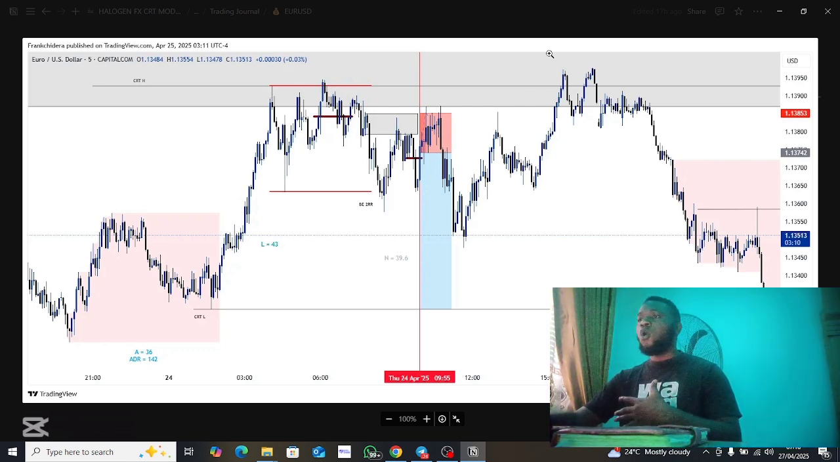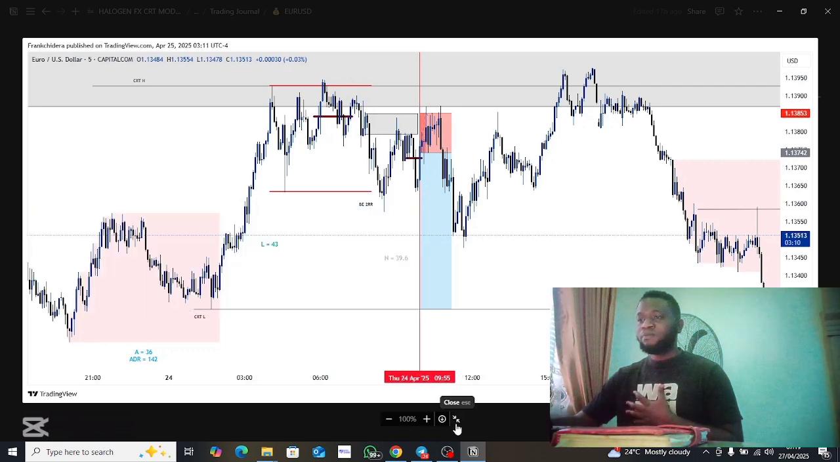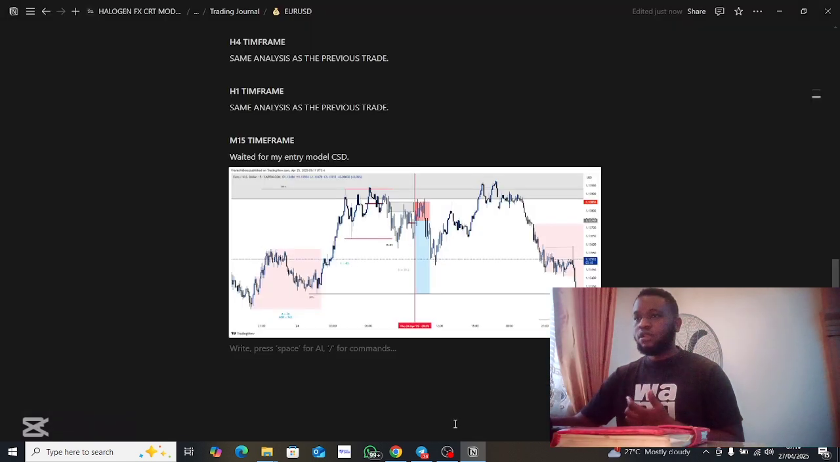But this all happened out of my trading time. So you can see now it sold off to take out this low I was looking out for. So that was the losing trade for me, 1% that day. So that was 1% lost on that day.